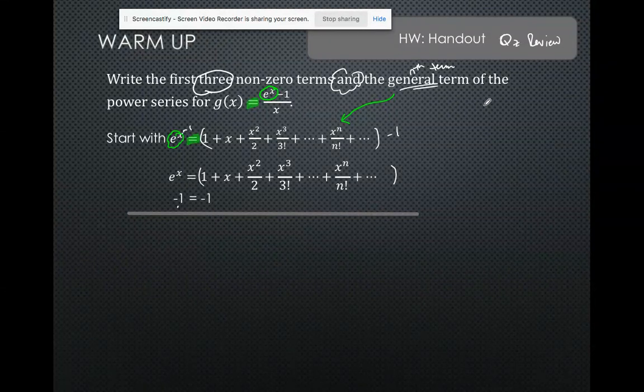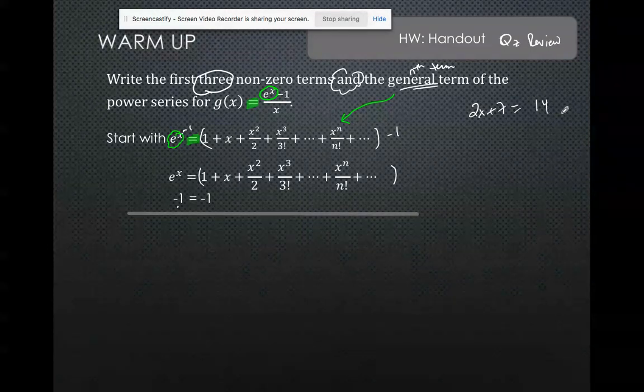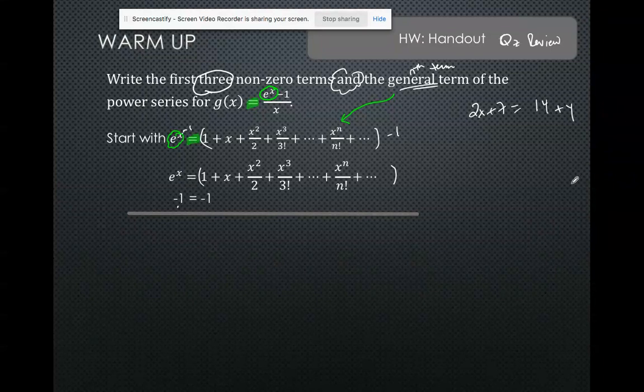Notice, remember something you do in algebra, right? 2x plus 7 is equal to 14, let's say 14 plus y. And I wanted you to get x by itself. You would subtract 7 from both sides, wouldn't you? You wouldn't subtract 7 from the y because it's not matching. You wouldn't subtract 7 from the x. You would subtract 7 from the matching part, the constants. Right? So e to the x minus 1 is just e to the x minus 1.